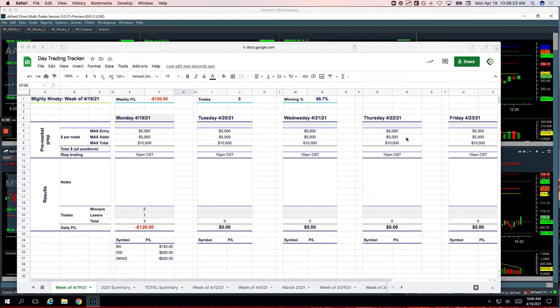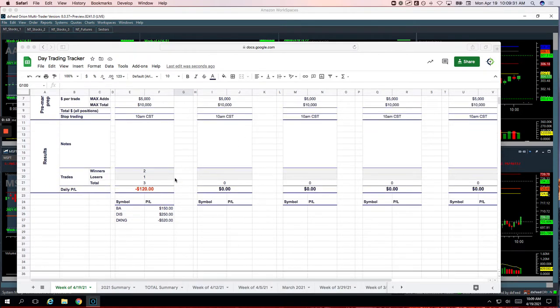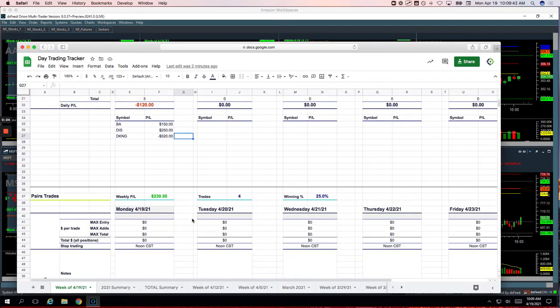Nice way to start the week, plus 1,496.50. Let's go through these trades and I'll show you what happened. Starting with the Mighty 90, had three trades, two winners, one loser, but net minus 20 on those. So Boeing plus 150, Disney plus 250, and then DKNG minus 520.